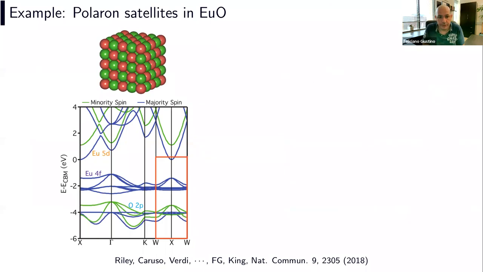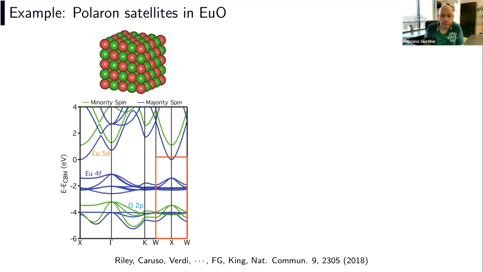So the second example is a much simpler compound. This is a rock salt compound. It's called europium oxide. Essentially, it is a cubic arrangement of europium and oxygen. So just to give you some background, this compound is important conceptually because it is the only semiconductor that has fully spin polarized bands.